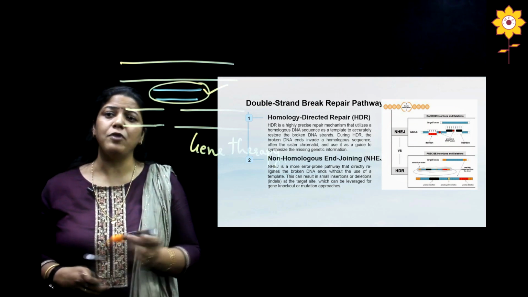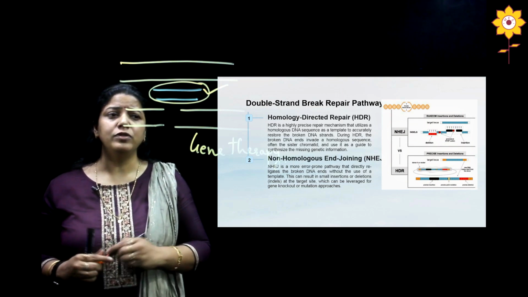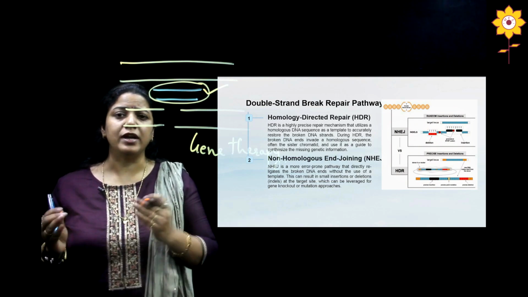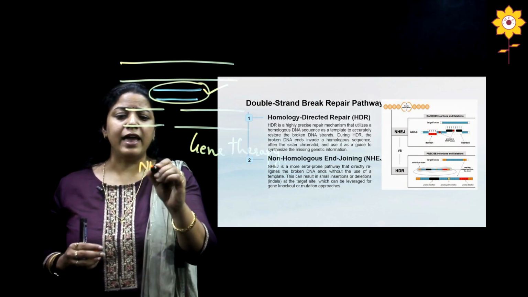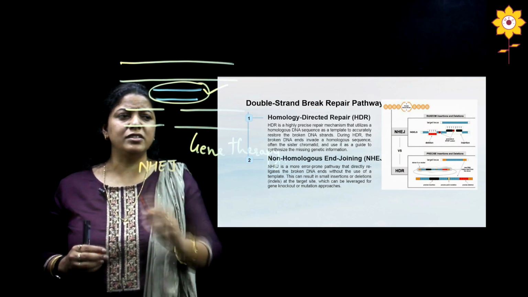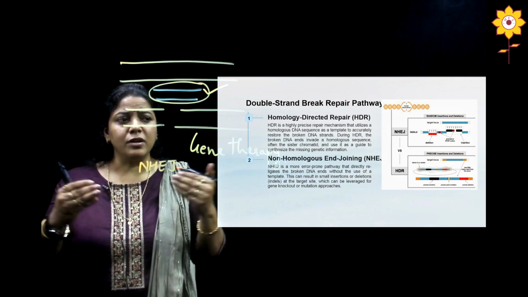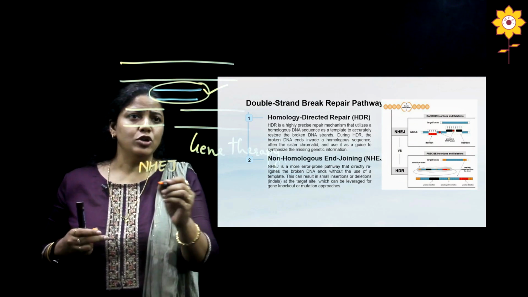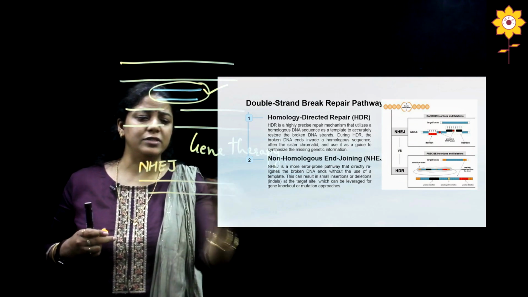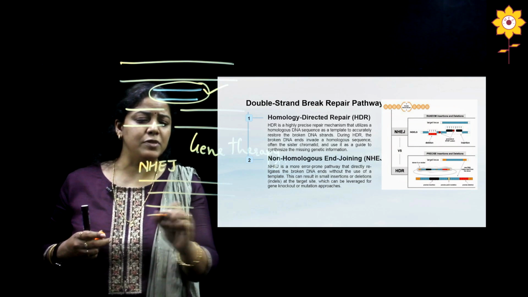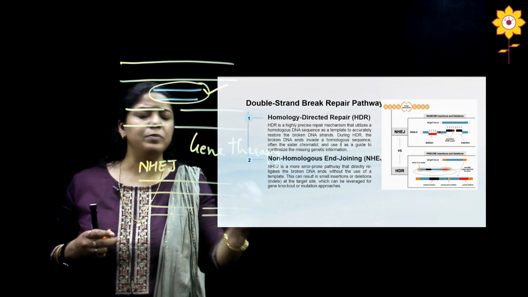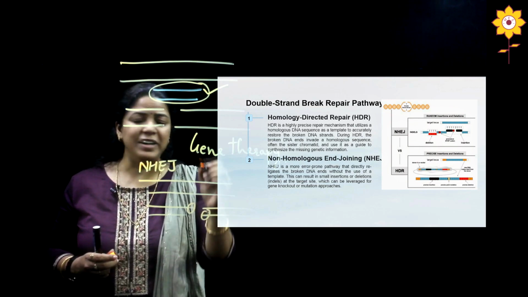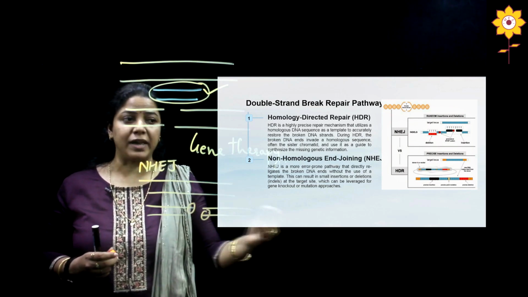Now there is another type of mechanism, the non-homologous end joining, which is called NHEJ. It is just non-homologous end joining. It is just joining the bases. So when you have this double-stranded break, in this case what happens is that arbitrarily there could be some overhang regions. These overhang regions could be deleted during the repair mechanism.